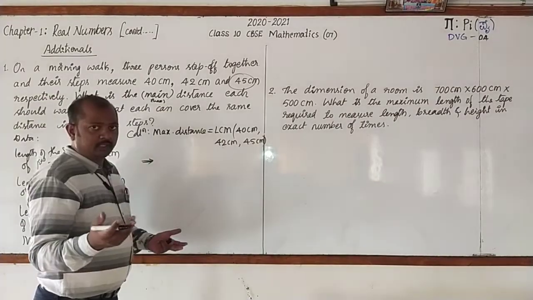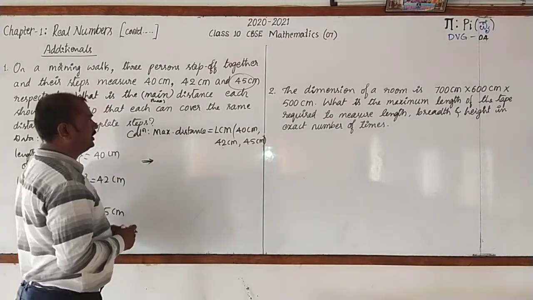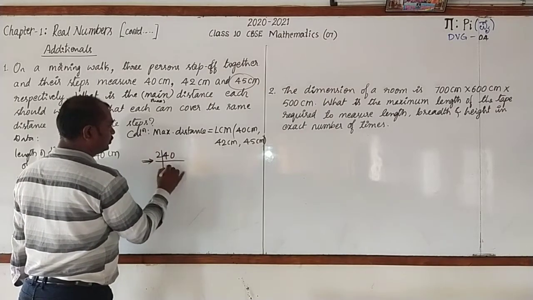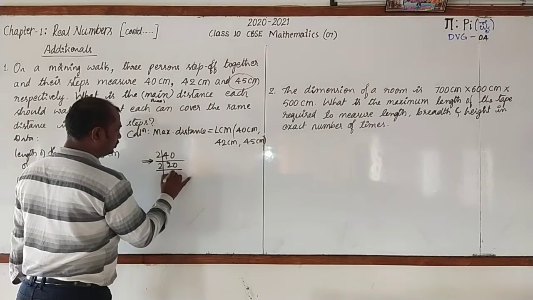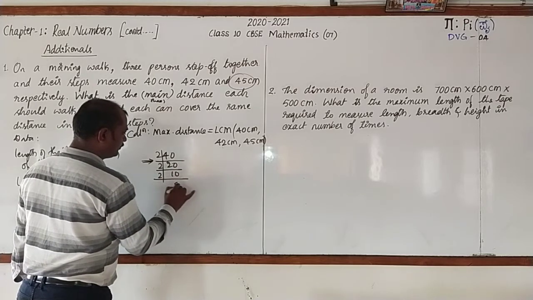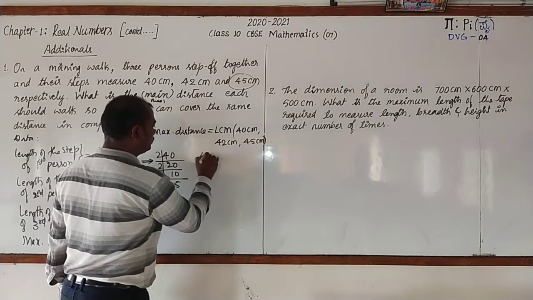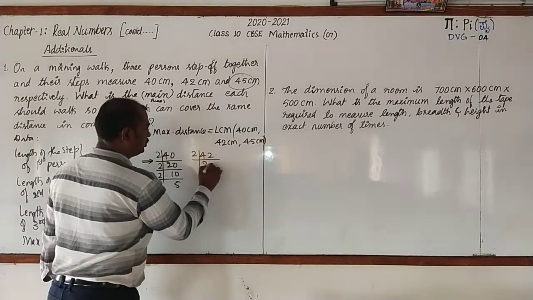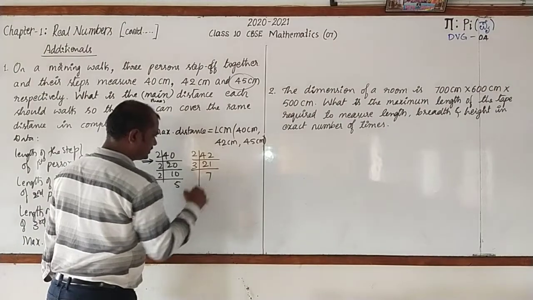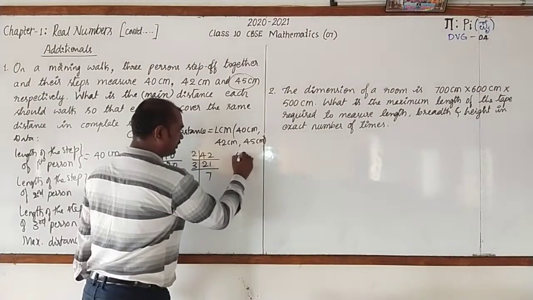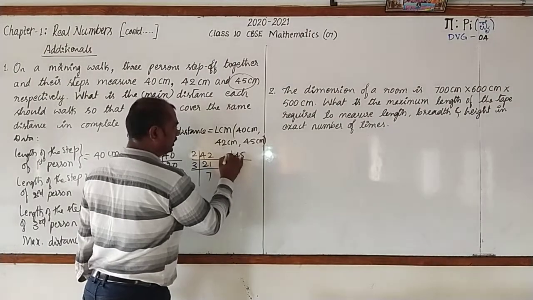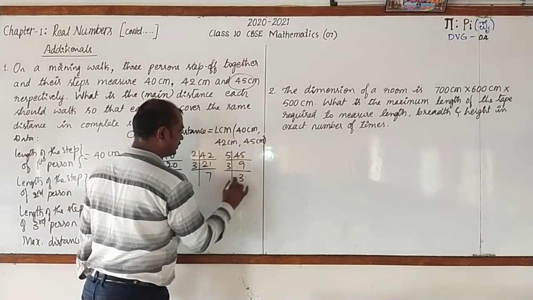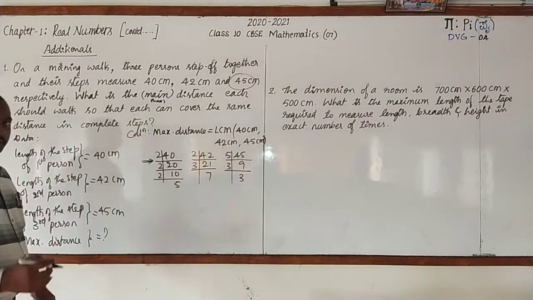You may go for taking it by the FTA method. 40 centimeter is there: 2 20s are 40, 2 10s are 20, 2 5s are 10. Next, 42 centimeter is there. This can be written as 2 21s are 42, 3 7s are 21. 45 is there. You may write it as 5 9s are 45, then 3 3s are 9. I hope that you have understood.